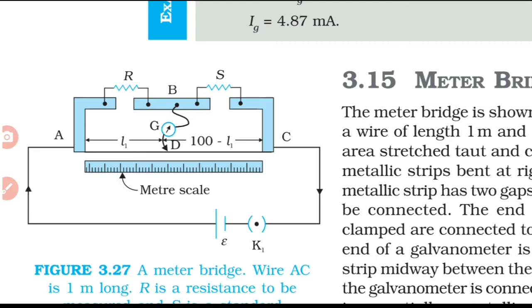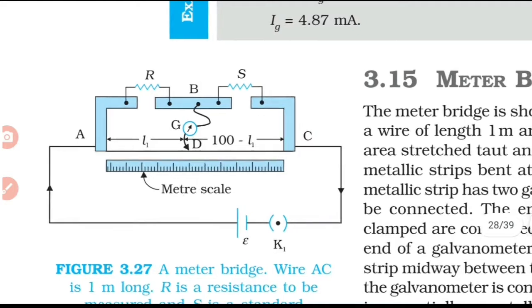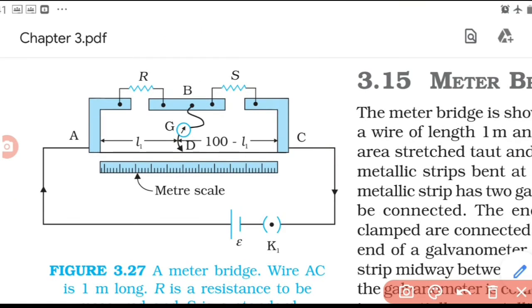Okay, and that knife portion can be slid over this wire. Which wire? AC. Over wire AC you can slide that jockey. So that is what we mean by sliding contact, the jockey.